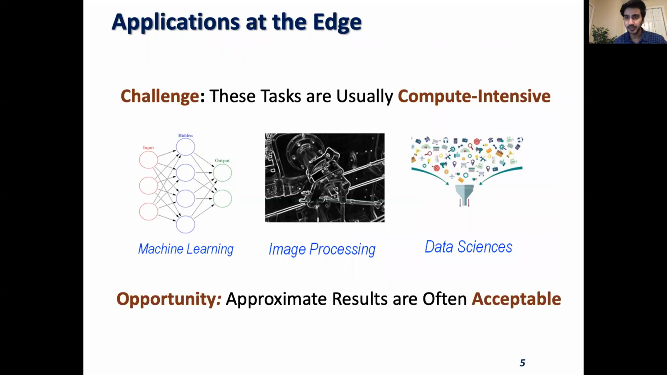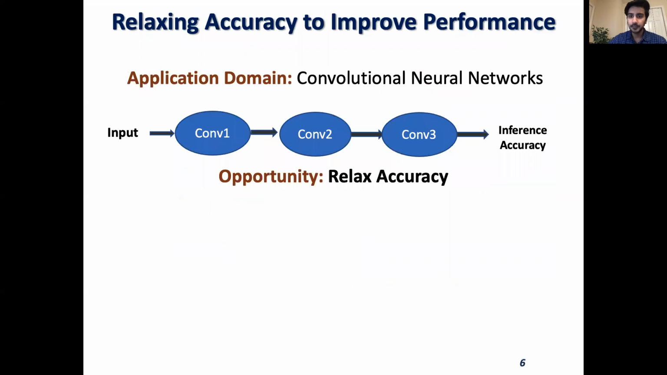An important opportunity is that many of these domains can tolerate small amounts of errors that introduce some acceptable degradation in the quality of the output result. Deep learning is a particularly common application domain on the edge and is a major focus of our work. Here I show a small convolutional neural network with three convolution operators. The network classifies inputs into different classes, and the quality of neural network predictions are measured by the inference accuracy metric. An opportunity here is to relax some amount of inference accuracy to achieve gains in performance.